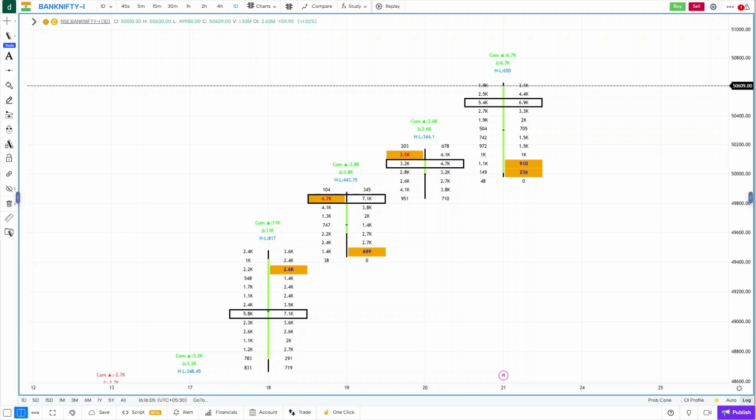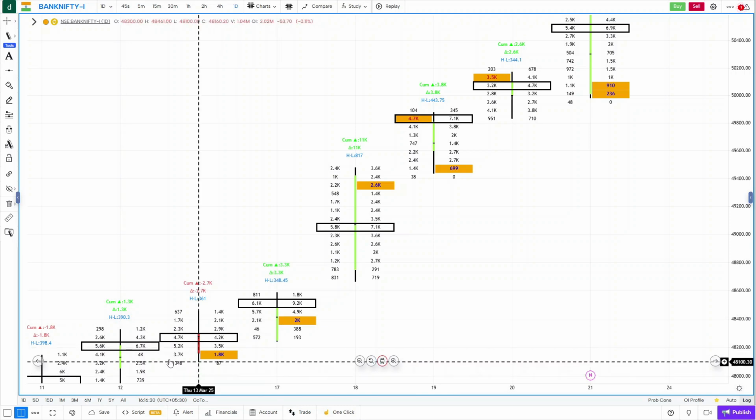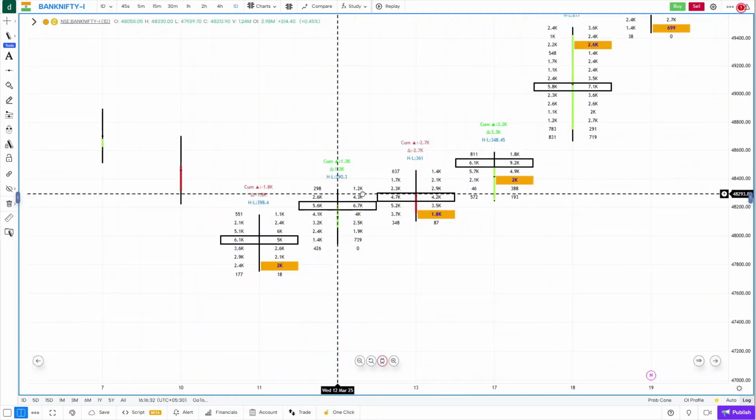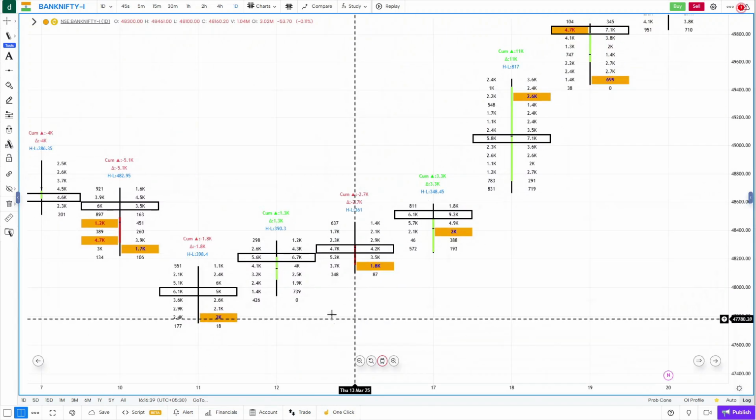In order flow analysis, delta is a very important aspect to understand how much aggressiveness there is in the market. In Bank Nifty especially, there is a good amount of delta that has been piling up from the moment it made a low. The low itself was made around 11th March.